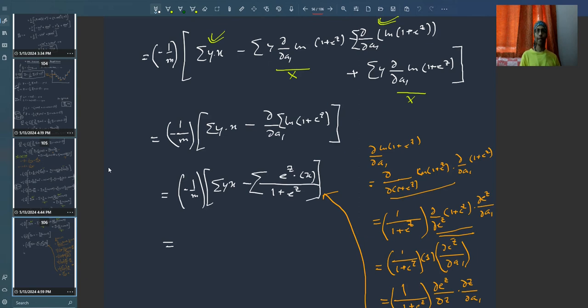Now we find this expression very interesting, friends. Earlier we had derived that y hat is equal to 1 by 1 plus e to the power minus z. If you invert the e to the power minus z to 1 by e to the power z and then transform it, it becomes e to the power z by 1 plus e to the power z. So this expression that we have is exactly like that. So this is y hat. So minus 1 by m, sum of yx minus sum of y hat x.